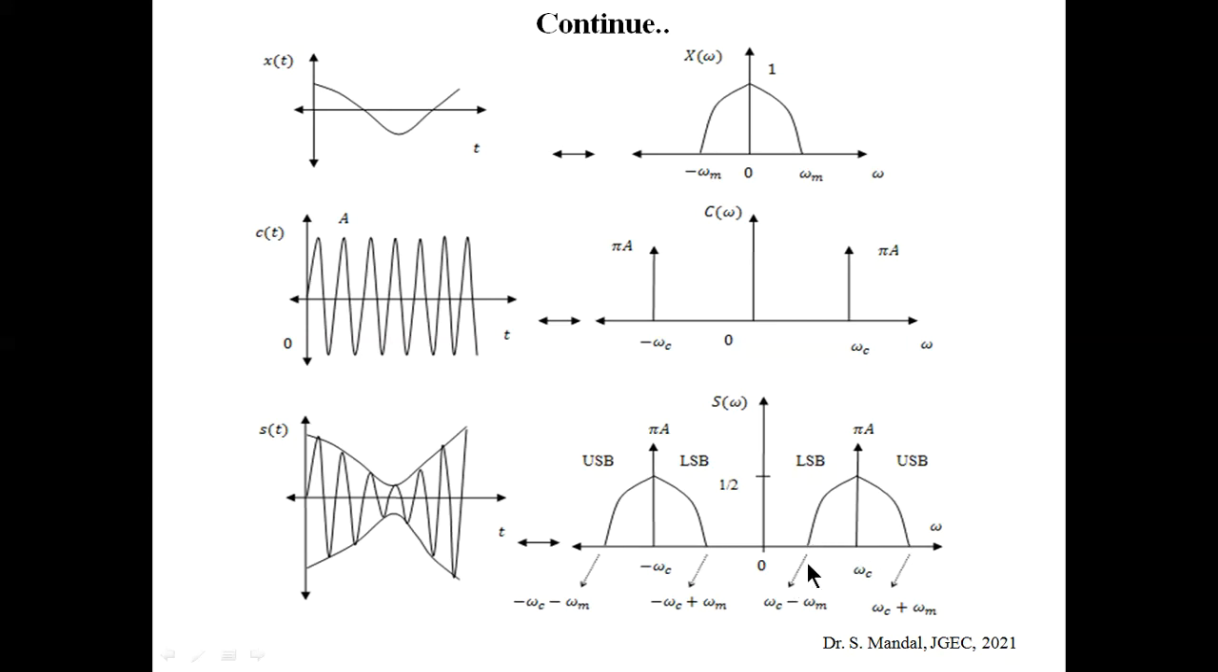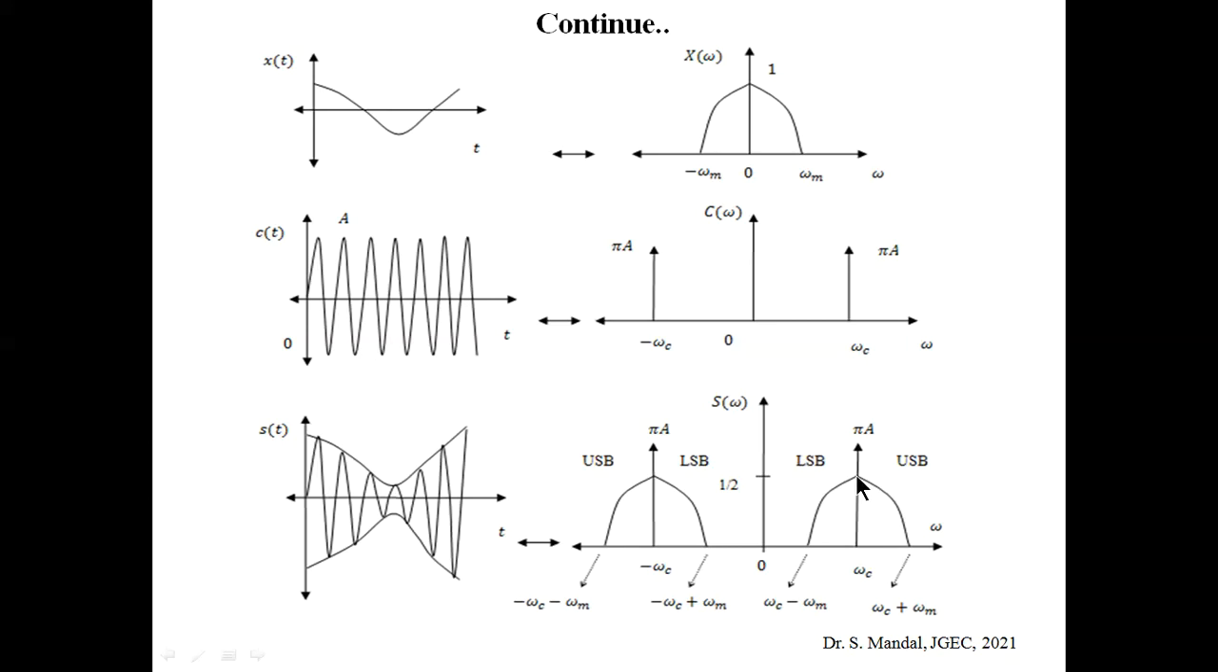Okay, so you can see that for the modulated wave the bandwidth requirement has been doubled compared to the modulating wave. In case of the modulating wave the bandwidth requirement is omega m, but in case of double sideband FC, the bandwidth requirement is 2 omega m, or doubled. Now, why do we call this double sideband?